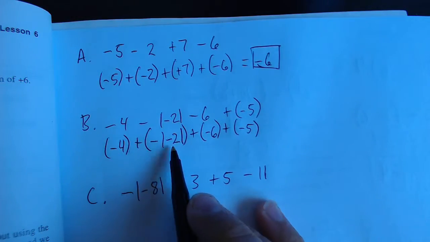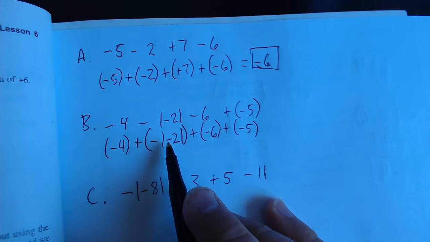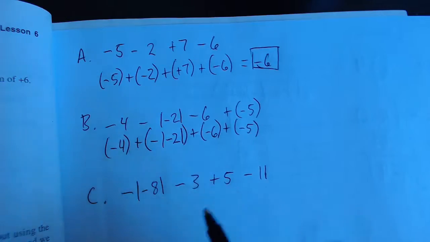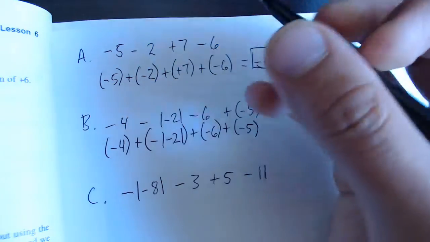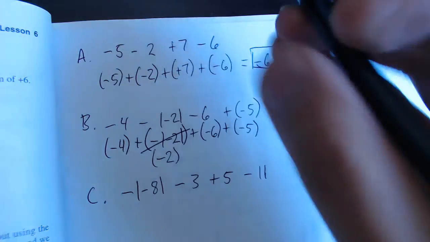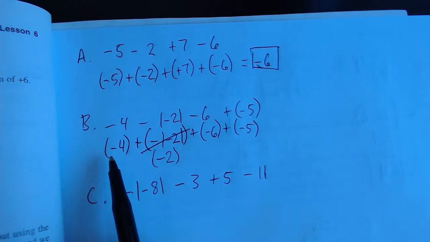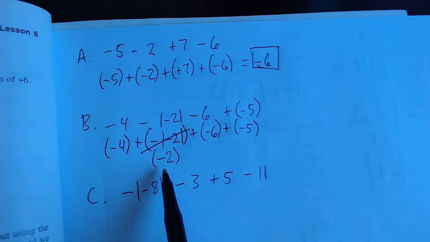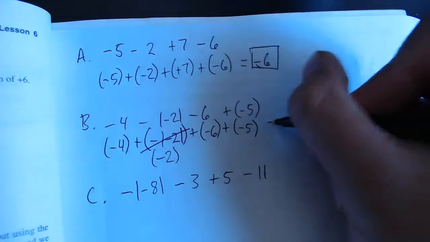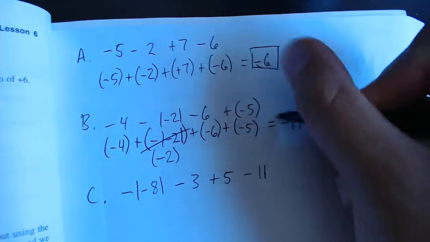So from here, there's only one more simplification we have to do, which is this middle parenthesis. The absolute value of negative 2 is positive 2. And then we add the negative outside the absolute value, and this is just negative 2. So now we'll go ahead and add. Negative 4 plus negative 2 is negative 6. Negative 6 plus negative 6 is negative 12. Negative 12 plus negative 5 gives us negative 17.